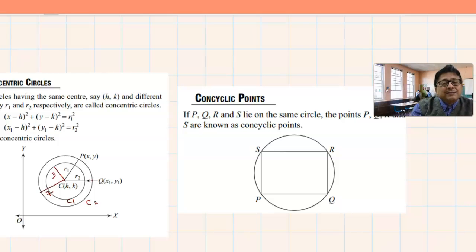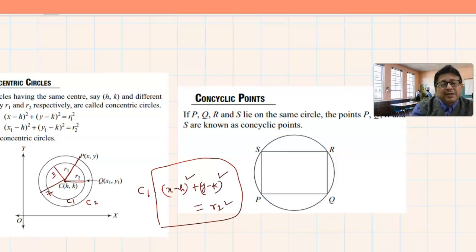And for the inner circle, if you want to describe it, the same center (h, k) will be there, just the radius would be R1 or R2. If you have taken this one as R1 and this radius as R2, then the equation of the inner circle C1 will be (x minus h) whole square plus (y minus k) whole square equal to R2 square. Okay, so this is the concept of concentric circles. Two circles have the same center, but their radii differ.